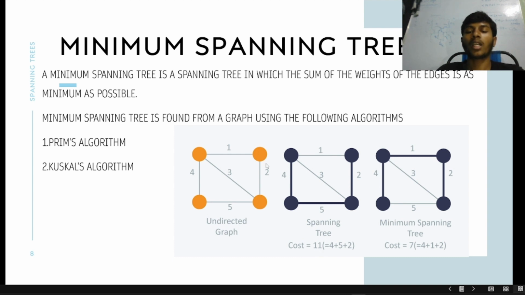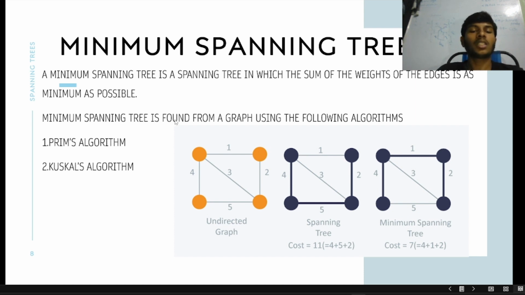And let's see another spanning tree from the same undirected graph, with edge cost 4, and edge costs 1 and 2. The total cost of this spanning tree is 4 plus 1 plus 2, that is 7. If we compare these two spanning trees, the minimum spanning tree is this one, because it has the minimum cost. We compared the cost. This is all about the minimum spanning tree.